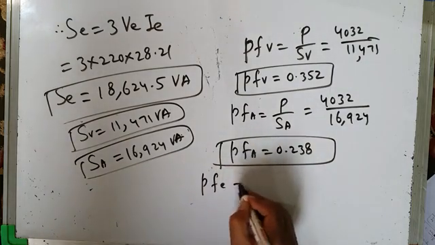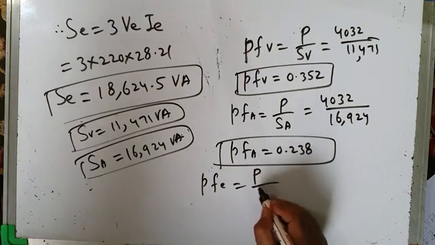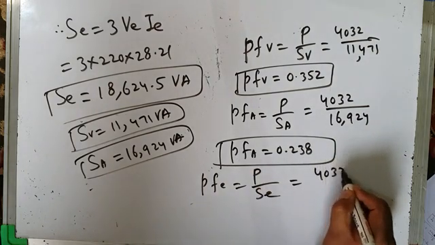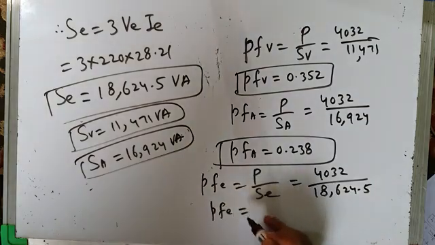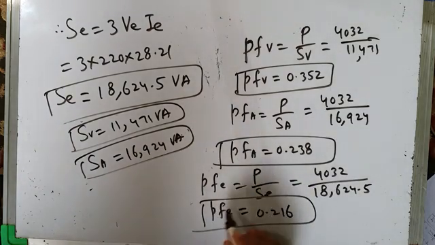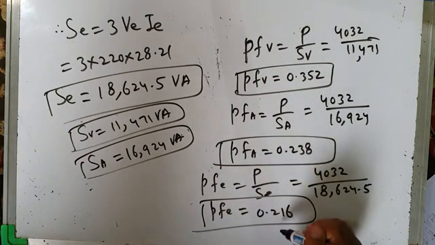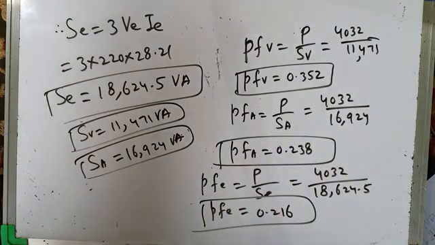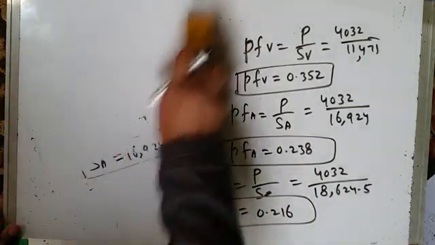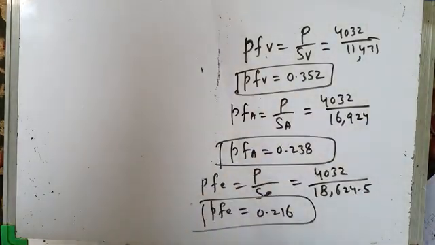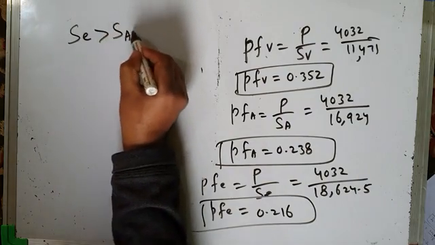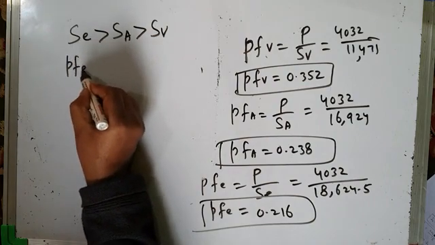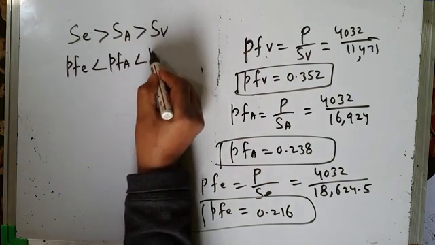And finally, effective power factor is real power, total three-phase real power by effective apparent power. That is 4,032 by what is effective apparent power? 18,624.5. So effective power factor as per my calculation is 0.216. So it is even less than arithmetic power factor, slightly less than this because it takes care of additional power carried by the neutral, which is not taken care of by these power factors. So therefore, from this analysis, we have found that the system is unbalanced and neutral also carries the power. So therefore, effective apparent power is greater than arithmetic apparent power, greater than vector apparent power. And effective power factor is less than arithmetic power factor, less than vector power factor.